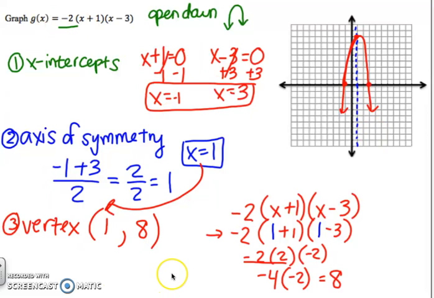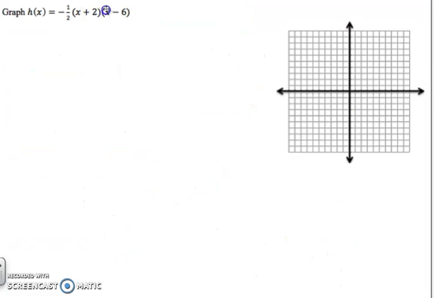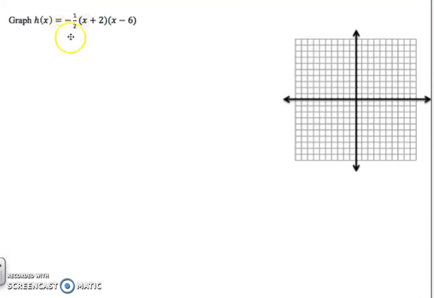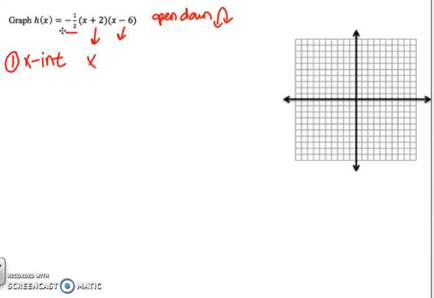Okay, let's do one more and then you can practice. So on this one, I've got a -1/2 out front, which does tell me it's going to open down. So it's going to do this. But I need to find the x-intercepts first. And to do that, let me just do the shortcut right now and change the sign and change the sign. So -2 and 6 are going to be my x-intercepts. So we're going to graph those.